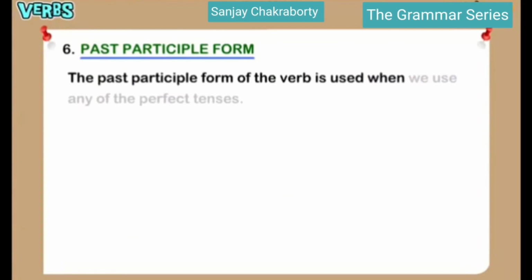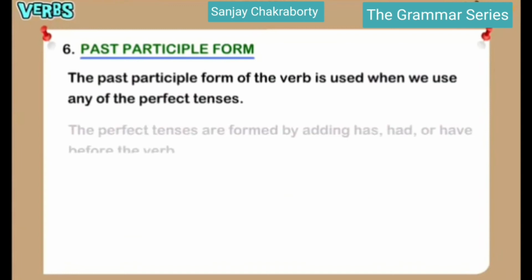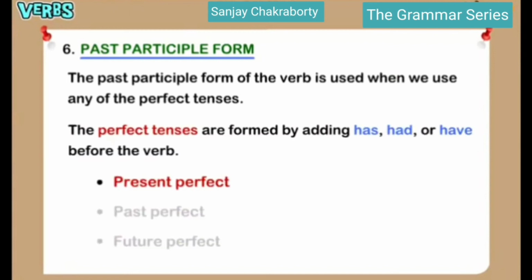Now let's talk about past participle form. It is that form of verb which is used when we use any of the perfect tenses. Perfect tense: subject plus has or have plus V3, or third form of verb, is what we are talking about. If you talk about perfect tense, present perfect is what I've said. They are formed by using, like I said, has, had or have before the verb. Present perfect, past perfect, future perfect.